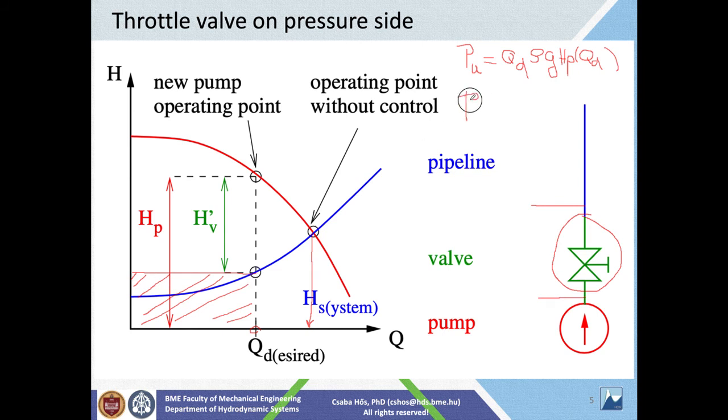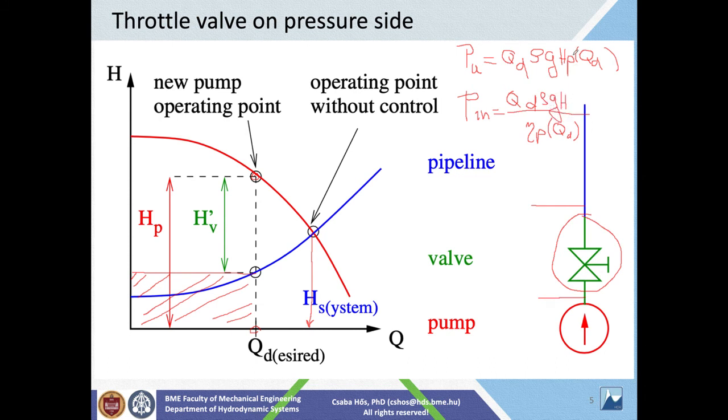Now the input power is the pump's input power. The input power is the hydraulic power divided by the efficiency of the pump. The pump's operating point is this point here, so the efficiency evaluated at the desired flow rate, and the hydraulic power of the pump is Q desired, again because this is the flow rate of the pump, rho G H.